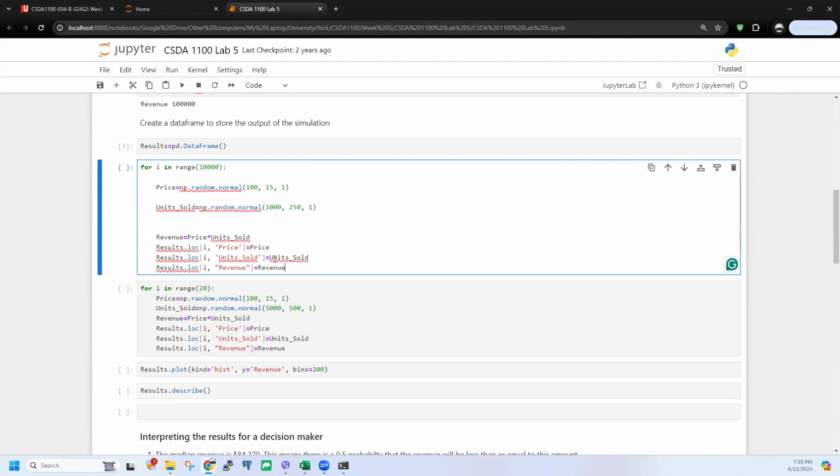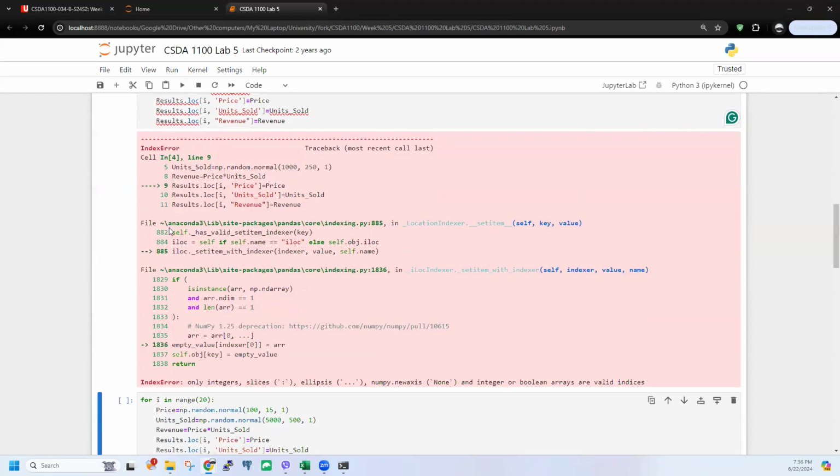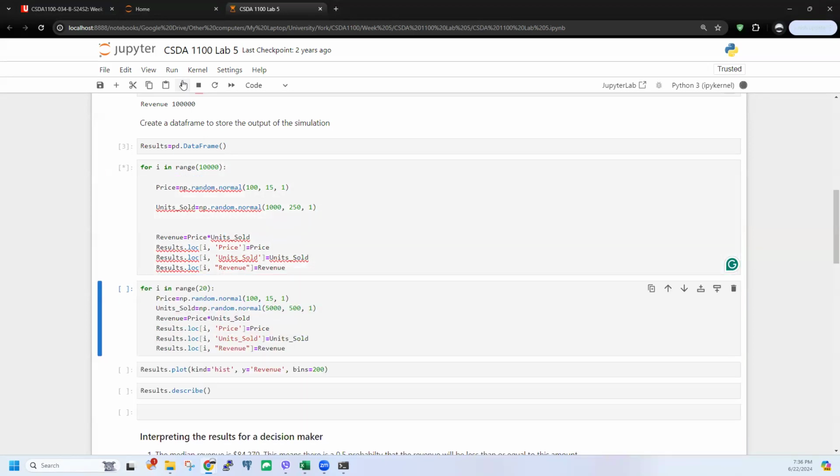So let's run that again. It knows revenue has been defined as price times units sold, and it will iterate multiple different times. So let's run that here. And it should be running, and it is complaining about some indices. So let's see, and sometimes it gives some error, but okay, so it is running. Sometimes it just gives you an error for no reason. I've tried that a few times.